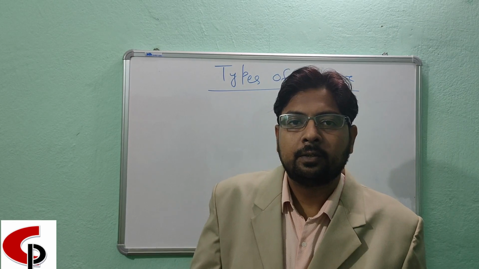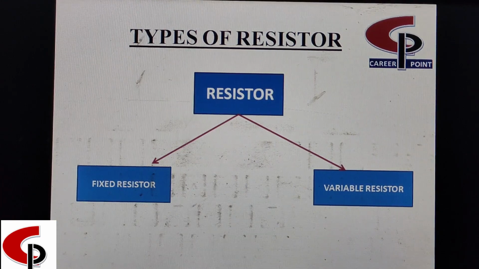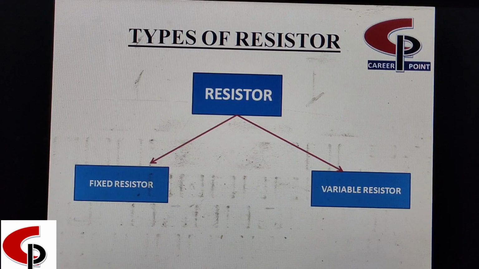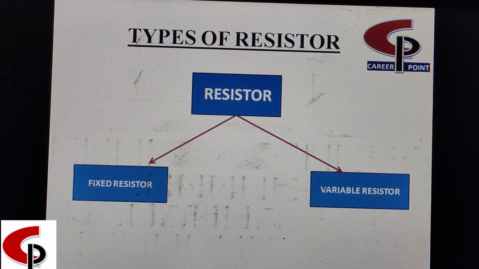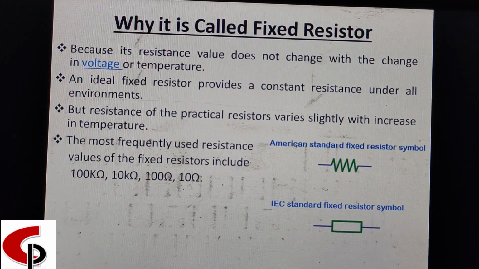Welcome to Career Point. For today's video session, we will discuss types of resistors. Resistors are mainly classified into two types, that is fixed resistor and variable resistor. Then the question is, why is it called a fixed resistor? It is called a fixed resistor because its resistance value does not change with the change in voltage or temperature.